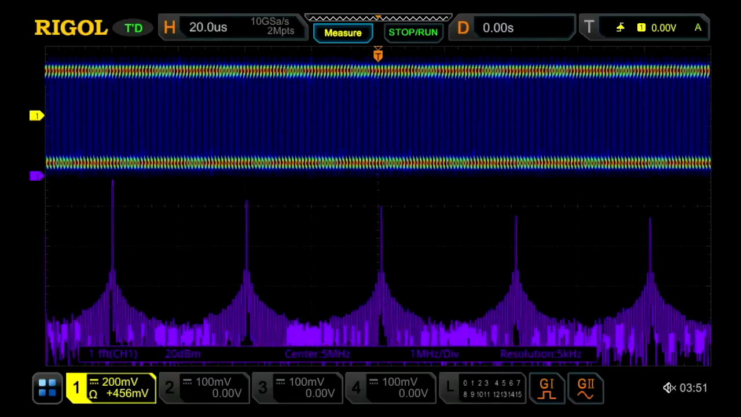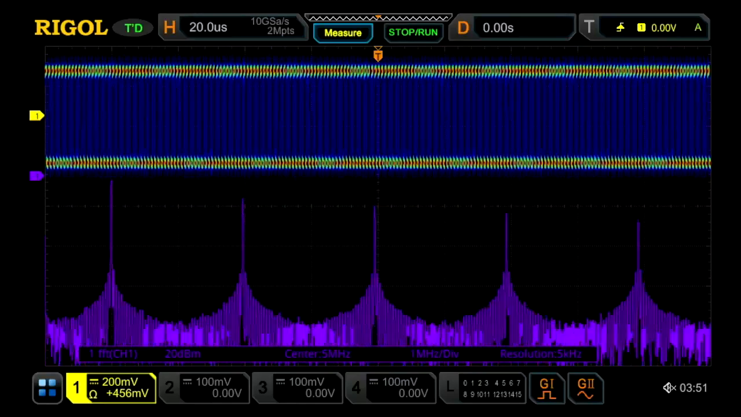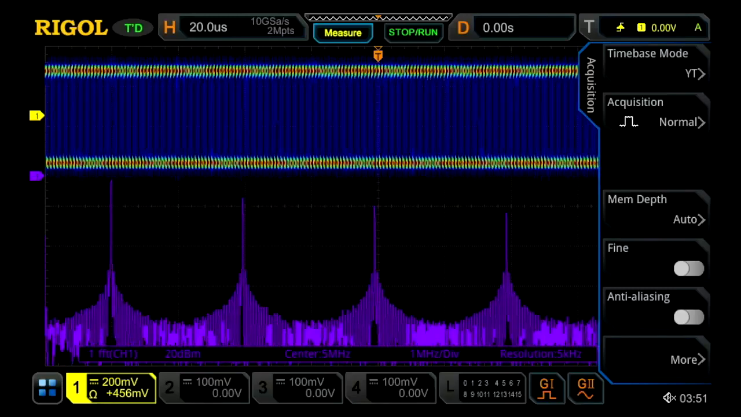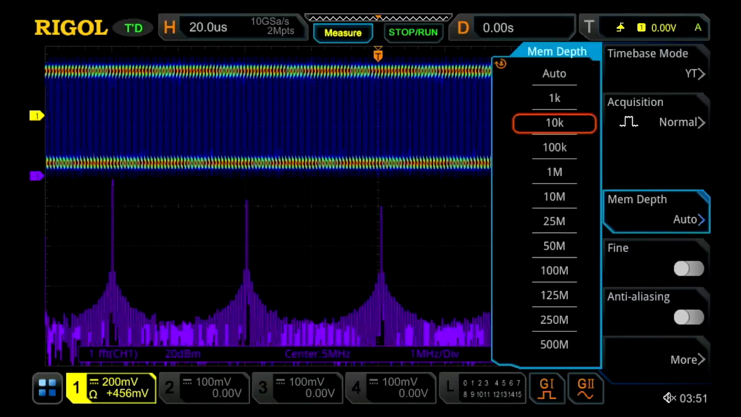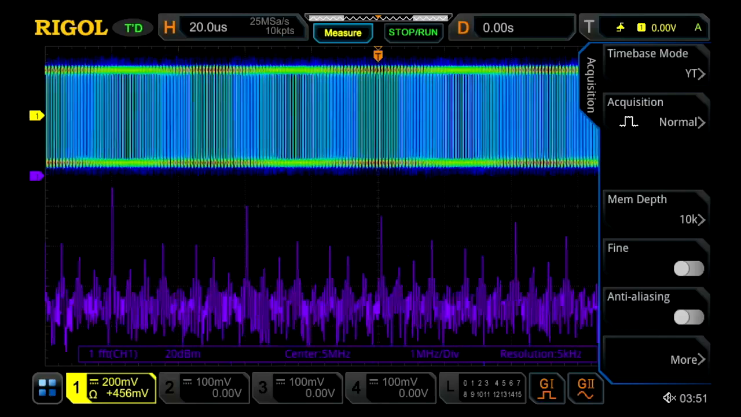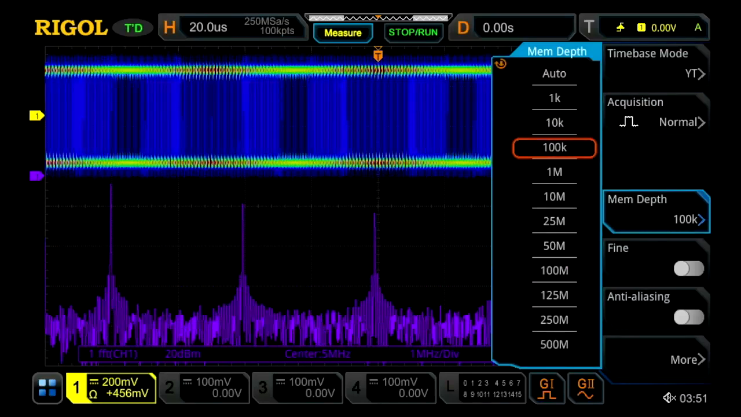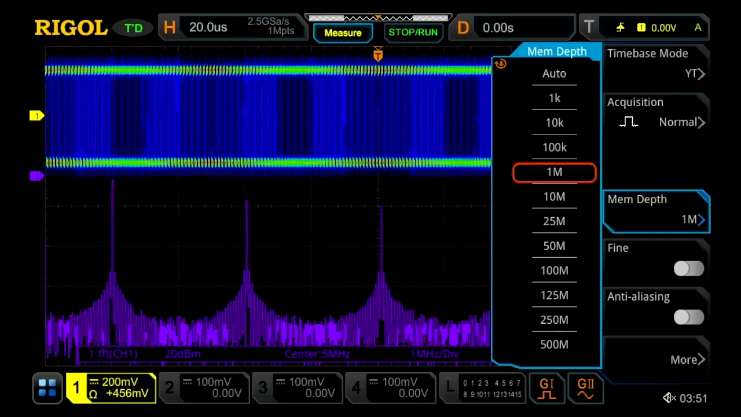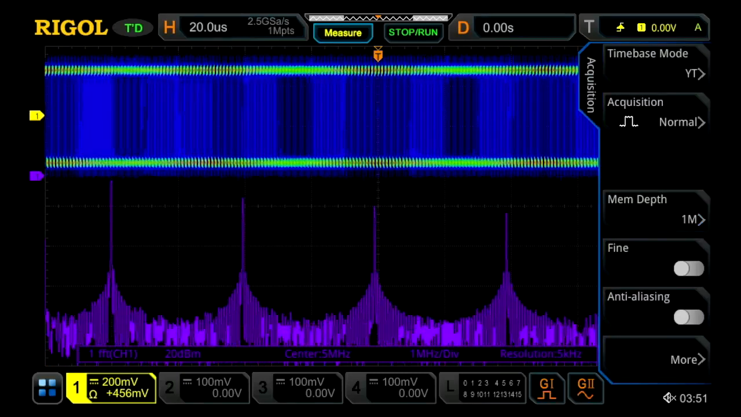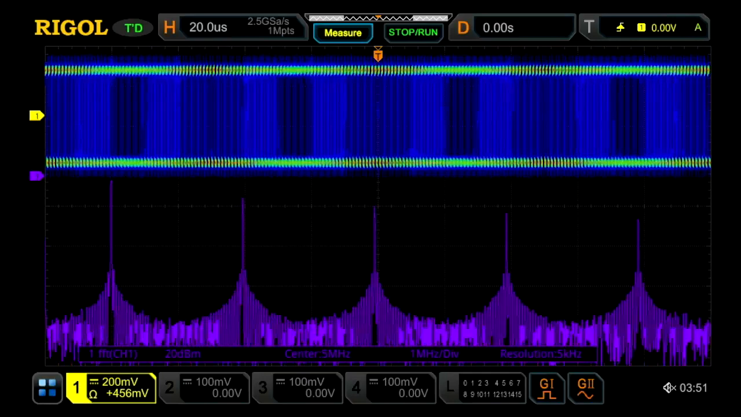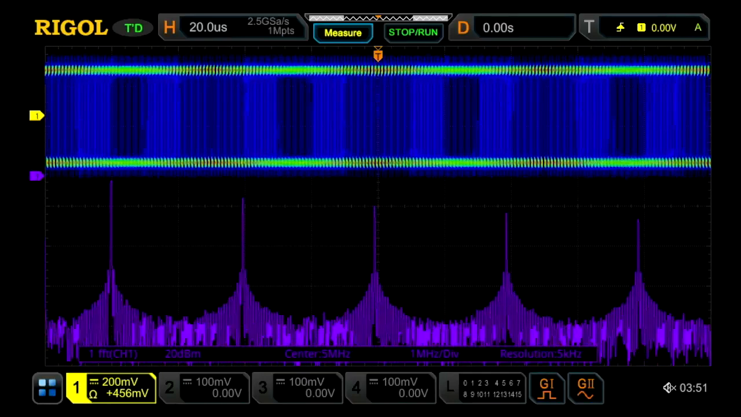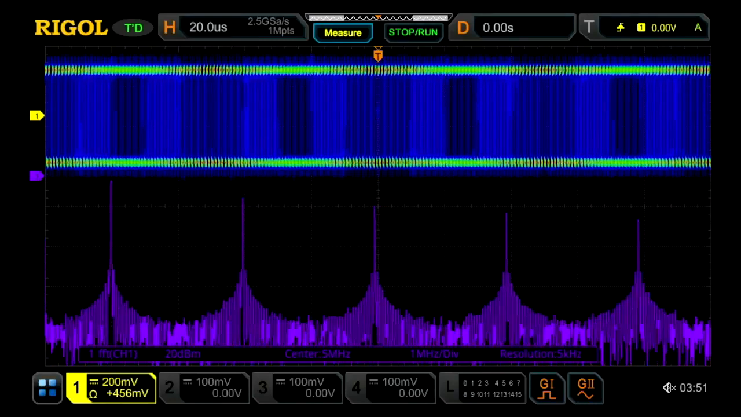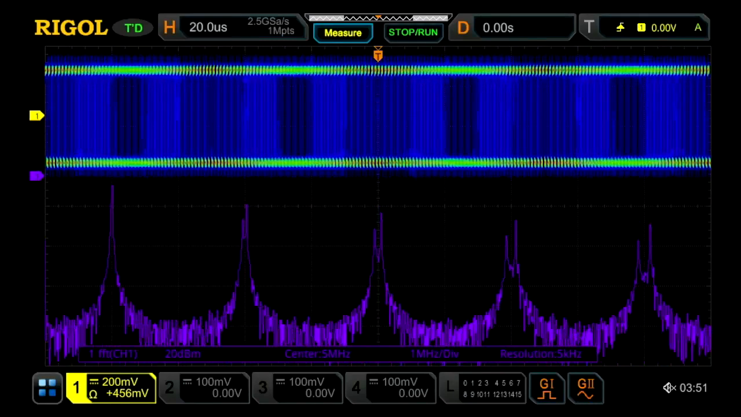Now, the other way we can adjust this is with the memory depth. You can see so far we've been in an auto memory mode, so now we're using 2 million points currently. But you can see if I turn that down to 100 kilopoints, and then up to 1 million points, you can see the noise, power, and frequency accuracy gets better every time. So this is really how memory depth and sample rate help your FFT calculations. They improve the power and the frequency analysis capabilities.